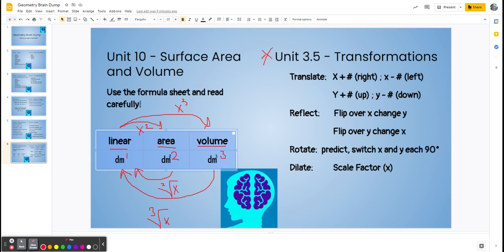Last one is transformations. Just copy this, honestly. When you translate, you slide. If you add to the x, you slide right. If you subtract from the x, you slide left. If you add to the y, you go up. If you subtract from the y, you go down.